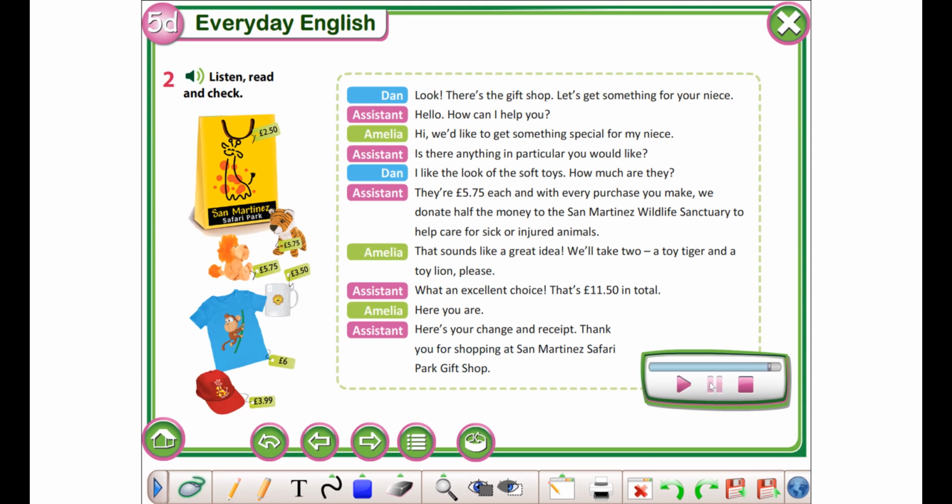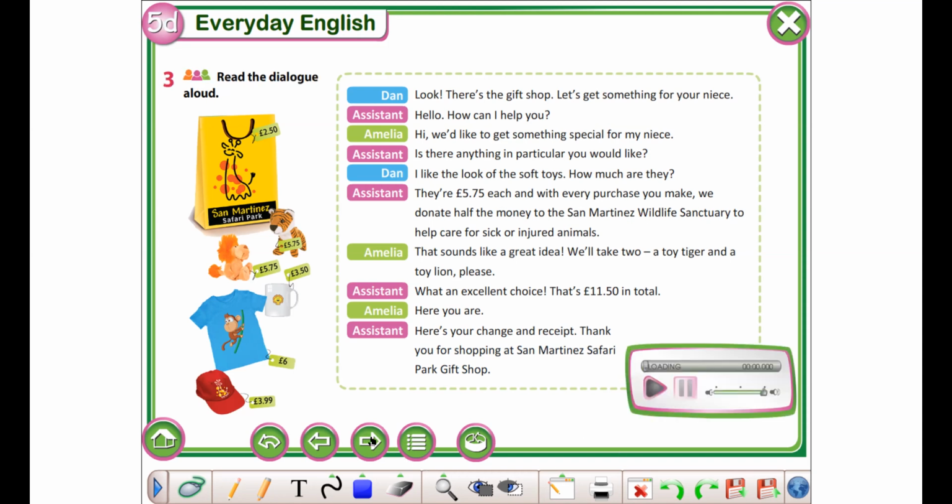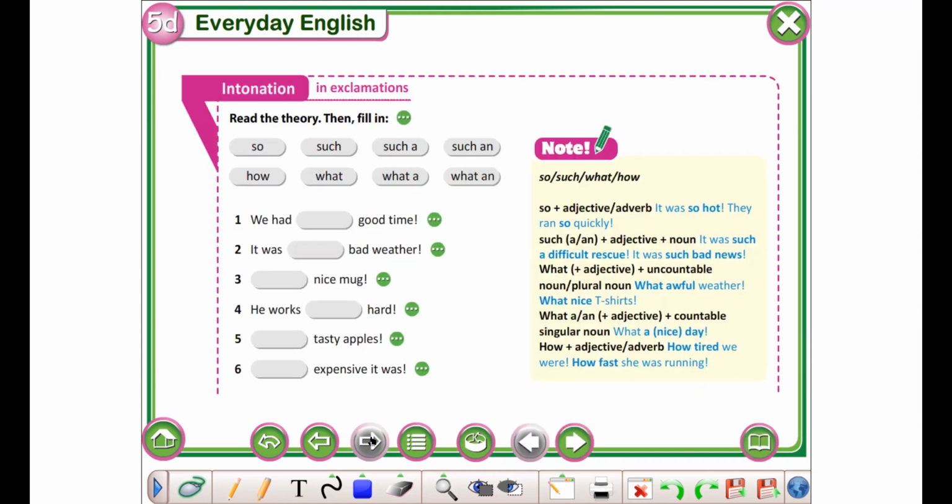Well, do you understand the conversation between the customer and the shop assistant? Yes. What did the customer buy eventually? Two toys, one tiger and one lion. Okay, good. Now you are about to make a similar conversation. This is the next activity. By following this model, you are going to make similar conversations at the shop.